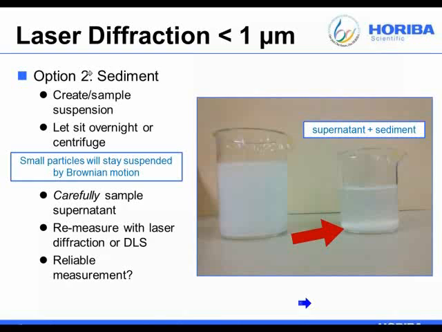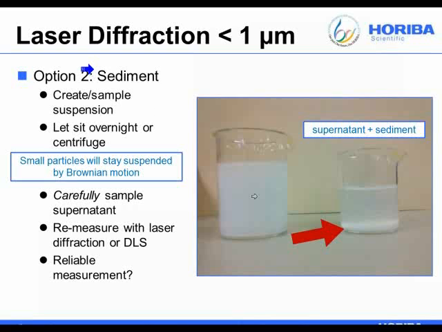Second option, run a sedimentation experiment. The easy way to do this, if you have a beaker and a powder, is to create a suspension or remove a sample from an existing suspension, and just let it sit overnight. Or if you have a centrifuge, you can speed up the process. What we're trying to take advantage of is the fact that very small particles will stay suspended longer by Brownian motion than the large particles.